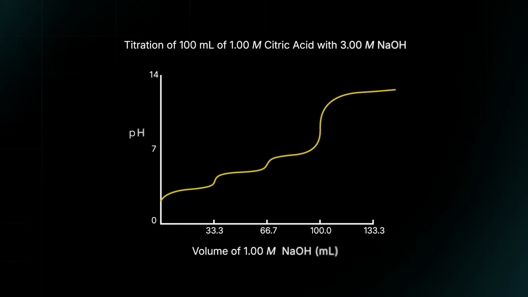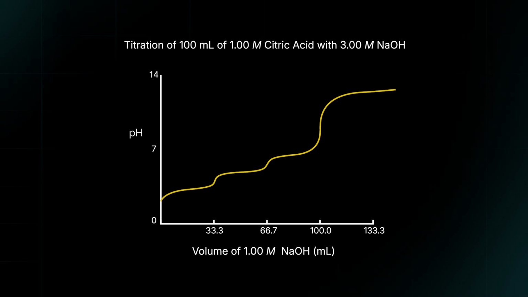Here is the titration curve for adding a 3-molar solution of a strong base to 100 milliliters of a 1-molar solution of citric acid. At first glance, it looks more complicated than the titration curve for a monoprotic acid. But if we break it down, we can see that it consists of 3 distinct segments. Each segment resembles the titration of a monoprotic acid because citric acid loses its protons in stages. Each stage of the titration curve corresponds to the removal of 1 proton.